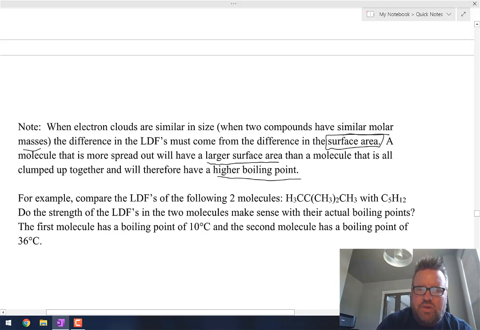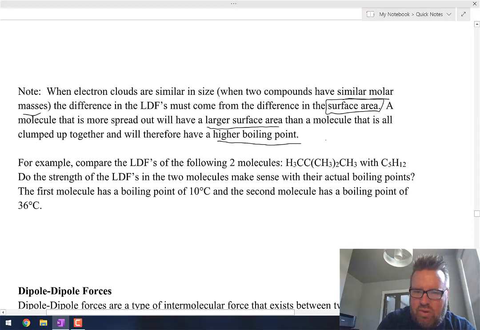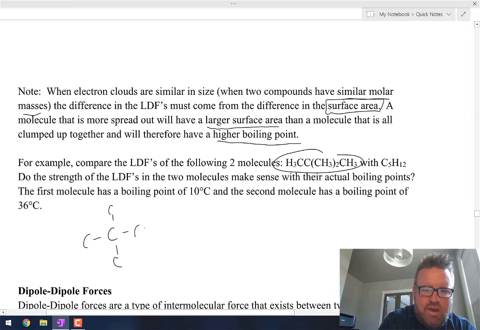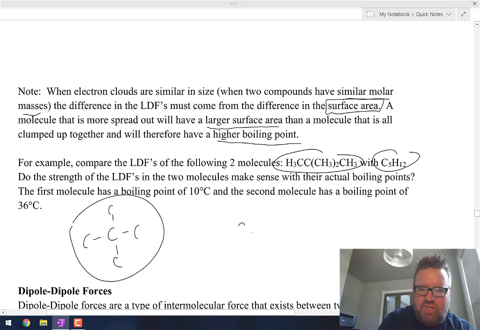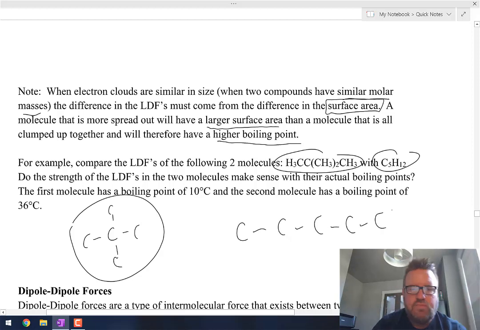For example, these two compounds right here. I'm not going to draw the whole thing out, but basically this first one has a carbon, carbon, carbon, carbon, and then another carbon with a bunch of hydrogen, so that one's really clumped together. This one, 1, 2, 3, 4, 5, is our 5 carbons again, all clumped together, whereas C5H12 is carbon, carbon, carbon, carbon, carbon, like that. The first molecule has a boiling point of 10 degrees Celsius, whereas the second molecule has a boiling point of 36 degrees Celsius.